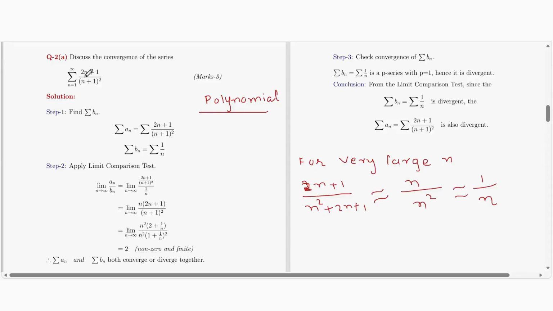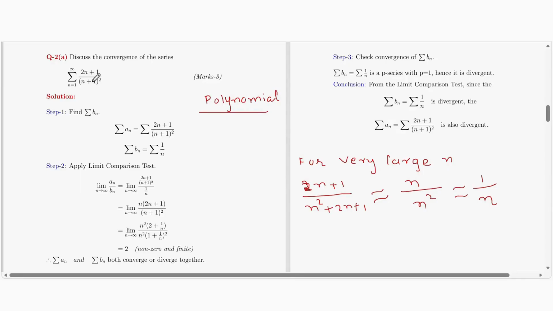Question 2a. Discuss the convergence of the series (2n plus 1) upon (n plus 1) whole square. This question carries 3 marks. तो पहले हम ये देखेंगे कि ये सीरीज सॉल्व करने के लिए हमें कौन सा टेस्ट अप्लाई करना है. ओके. तो इसके लिए हमें क्या करना है? ये सीरीज की जो टर्म है इसकी पैटर्न को हम ऑब्जर्व करेंगे.